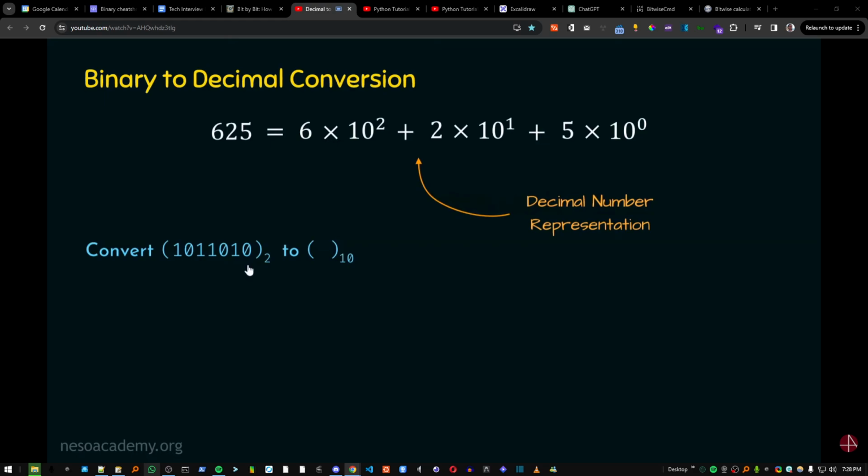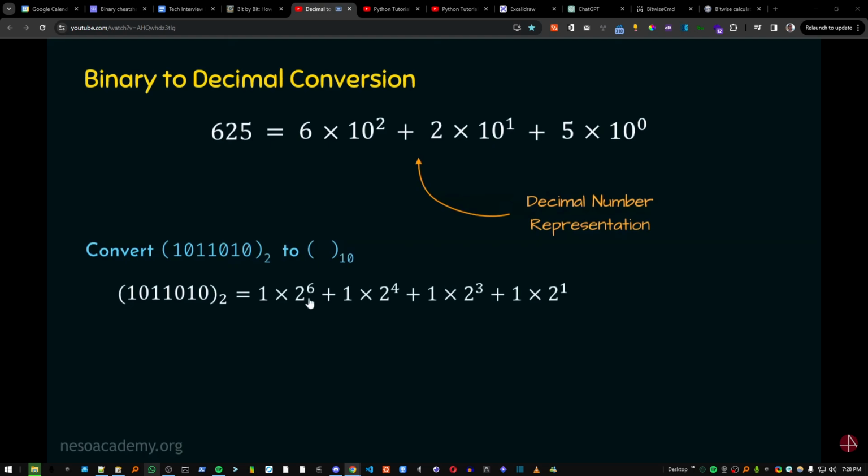Now we need to multiply each digit by its positional weight. So 0 must be multiplied by 2 to the power 0. 1 must be multiplied by 2 to the power 1. 0 must be multiplied by 2 to the power 2. 1 must be multiplied by 2 to the power 3, and so on. So first we need to write this number, then we need to multiply each digit by its positional weight, and then we need to add all of them, just like what we did here.